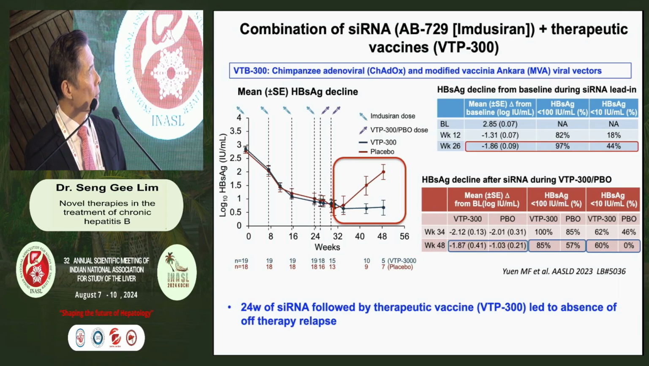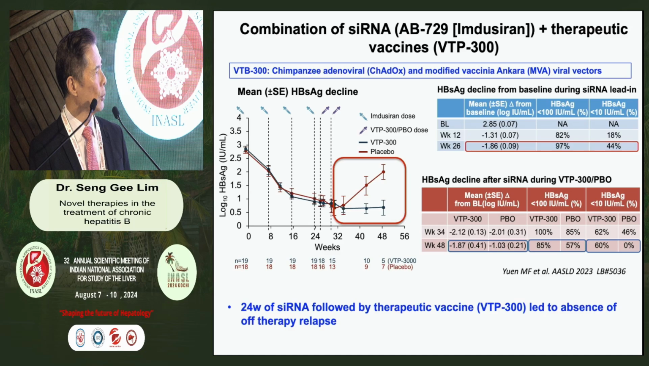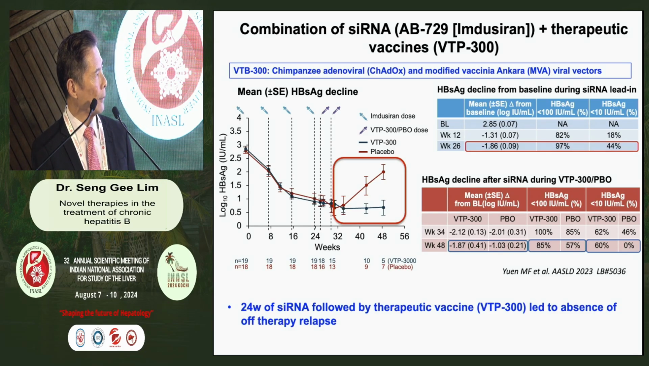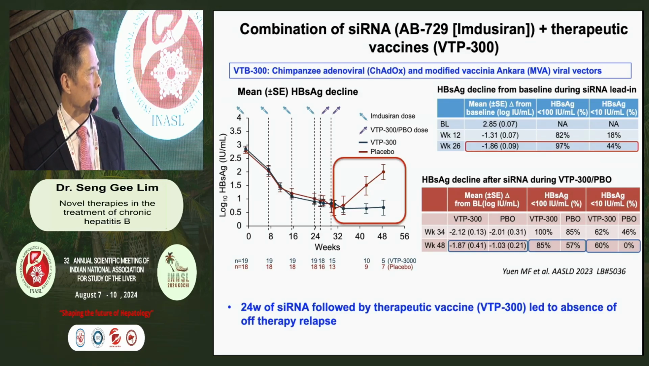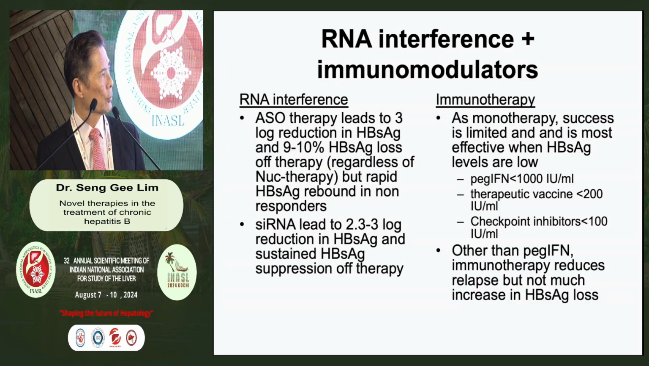Now, what about using an siRNA and a therapeutic vaccine? This is imdusiran together with therapeutic vaccine VTP-300. I've told you about VTP-300 already. It's chimpanzee adenovirus and modified vaccinia Ankara viral vector. And you can see here that the addition of therapeutic vaccine didn't actually increase S antigen loss, but it reduced the relapse rate. In the placebo arm, quite a few patients relapsed, but in the VTP-300 treated arm, there was no relapse. So it seems that the role of immune modulators may be to reduce the possibility of relapse.